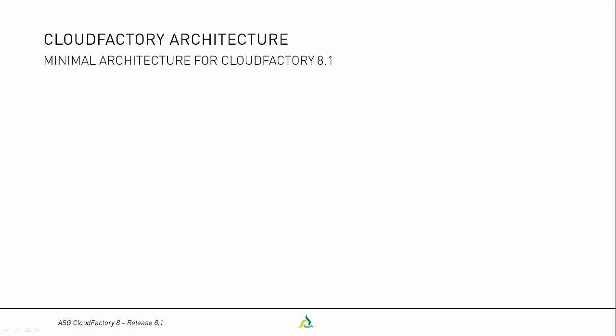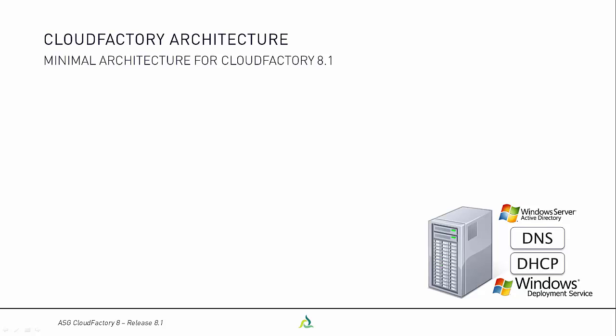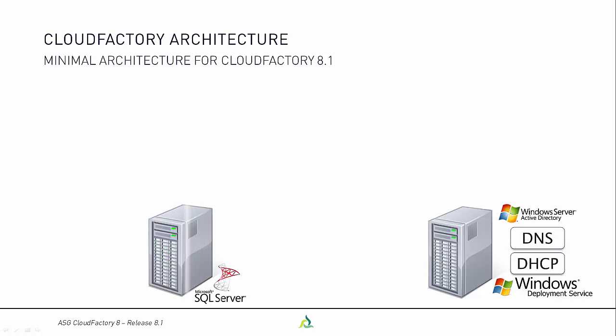A minimal architecture for the Cloud Factory based on best practices. A core requirement is a Microsoft Active Directory for authentication and user management purposes. DNS for the name resolution and DHCP with reverse lookup are also needed. For the deployment of physical systems, the Windows Deployment Services are also required. Some Cloud Factory modules require a Microsoft SQL database, provided with a Microsoft SQL Server.